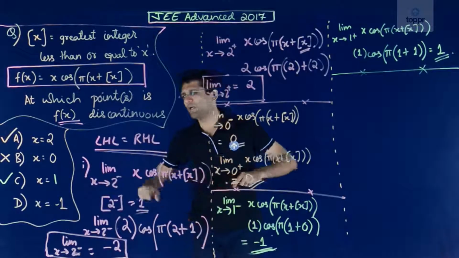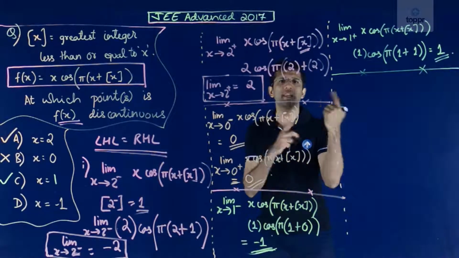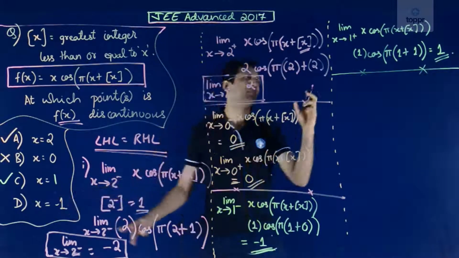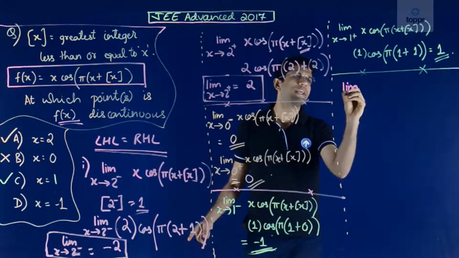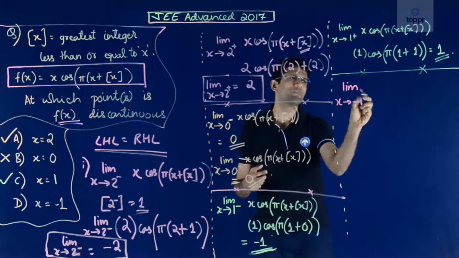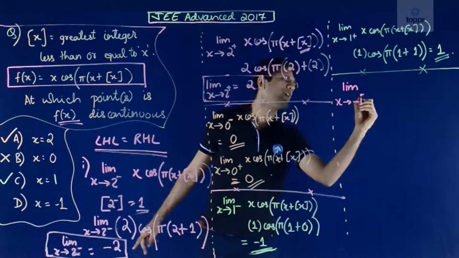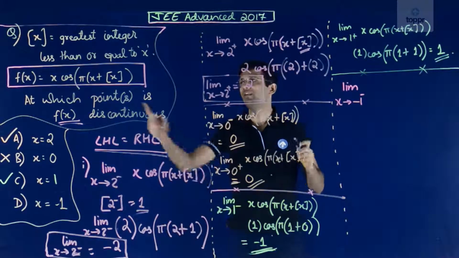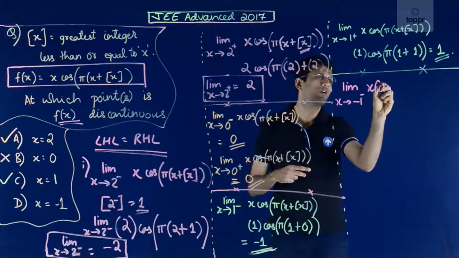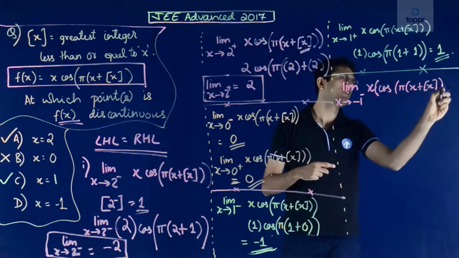And now to check discontinuity or continuity at this point, we will again do the same process, that is find out the left-handed and right-handed limits. Now we know that left-handed limit is obtained whenever we tend to that value from the left-hand side, and so we can write limit as x tends to minus 1 minus. Now here x is tending to minus 1 but from the negative side, and so here we have x tending to minus 1 minus. The function will be the same, that is x into cosine of pi multiplied by x plus GIF of x, and we will close the brackets correctly.